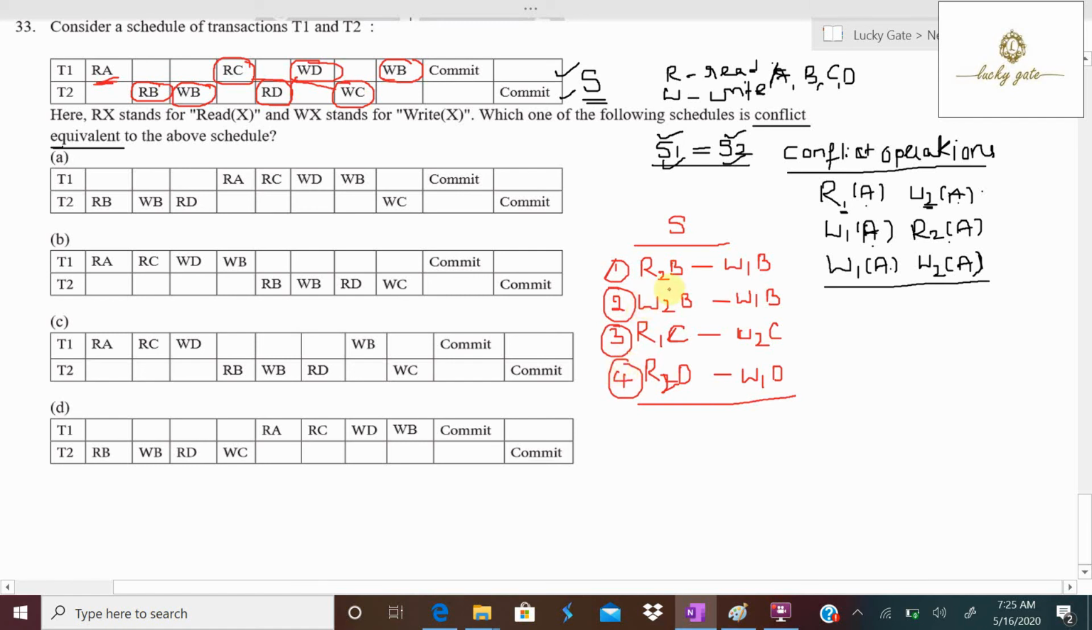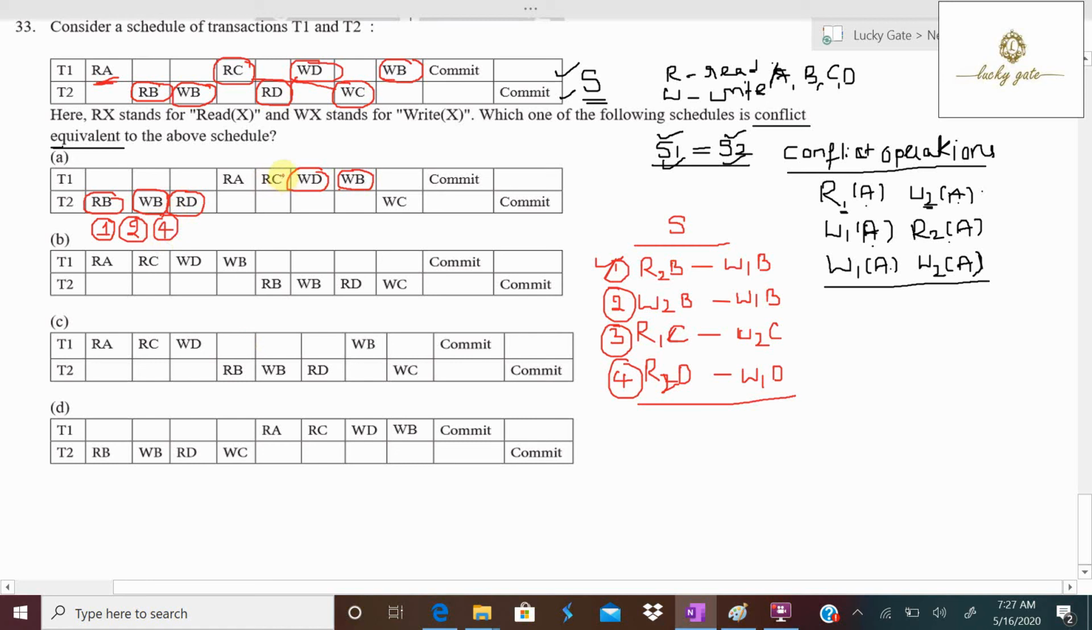If the same four conflicts are in any of the options, then that option is called a conflict equivalent schedule. Check with option A. Read 2B is going to conflict with write 1B. This is conflict 1, so this option has the first conflict of the given schedule. Now write 2B also conflicts with write 1B, so the second conflict is also there. Now read 2D conflicts with write 1D. That is the fourth conflict, also there in option A.